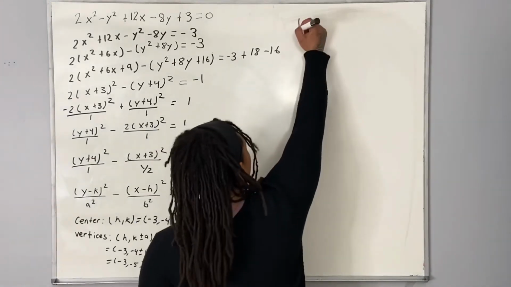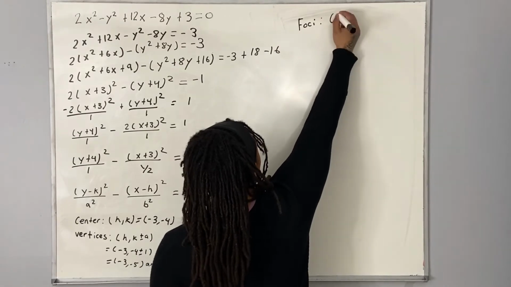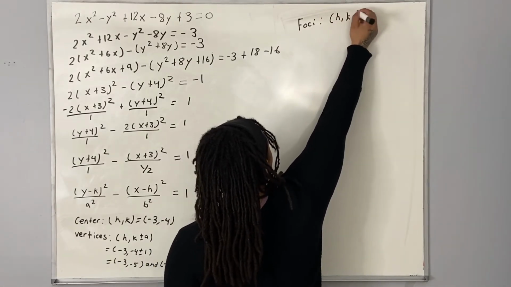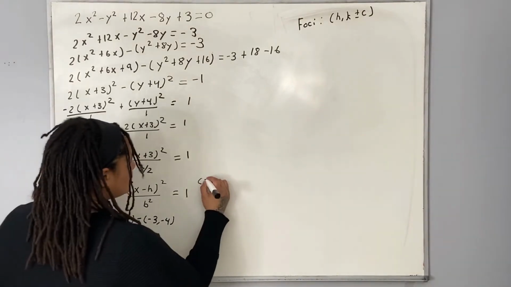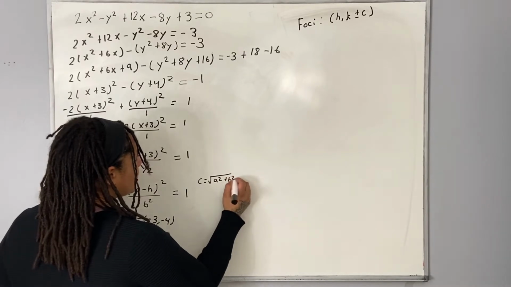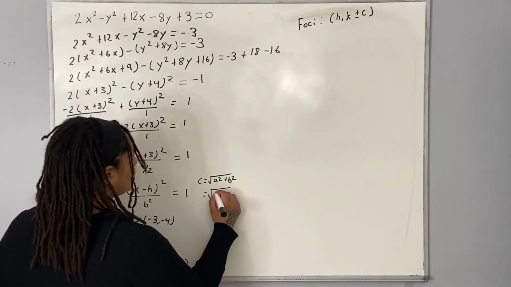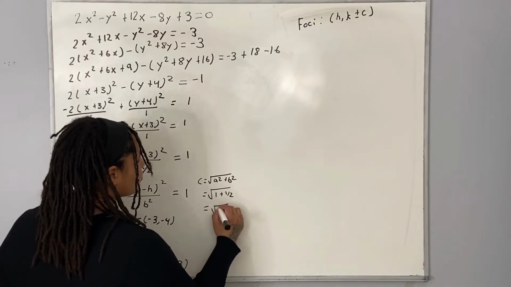Now we want to find our foci. So our foci is going to be h, k plus or minus c. Well, what is c? c is equal to the square root of a squared plus b squared, which is equal to the square root of 1 plus 1/2, which is equal to the square root of 3/2.